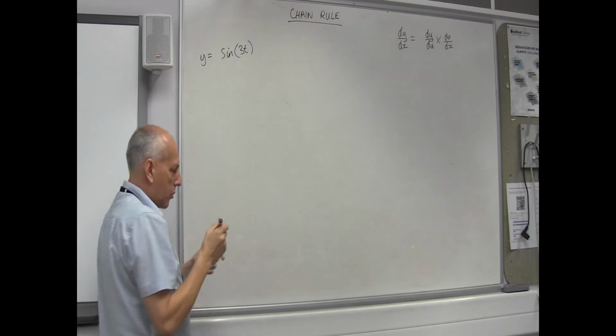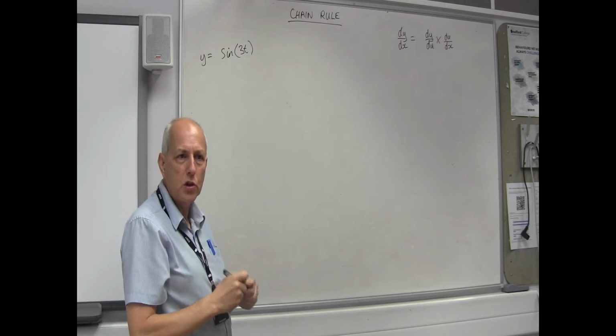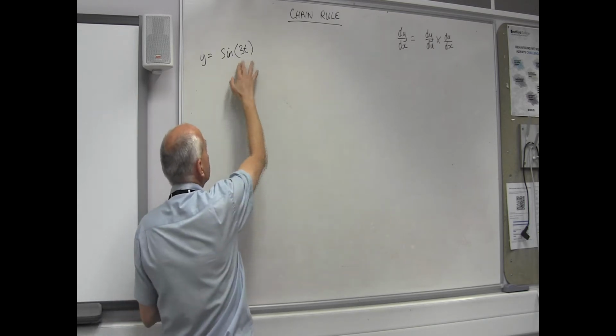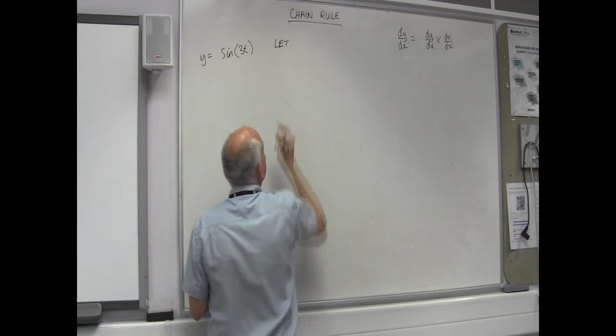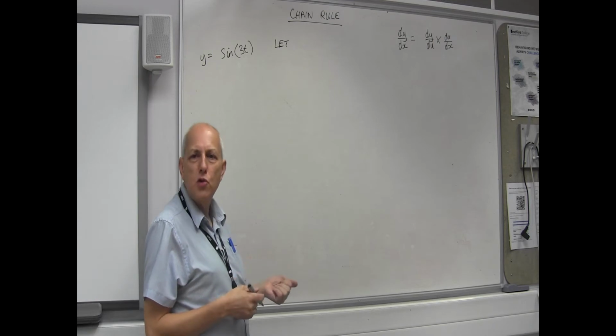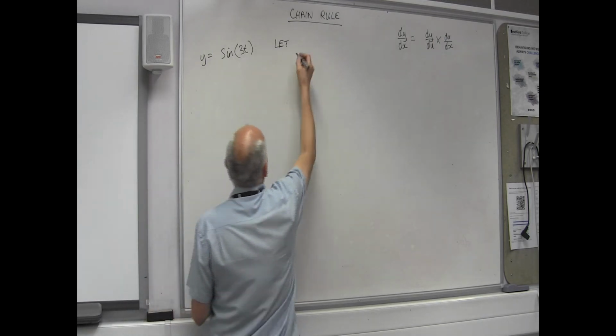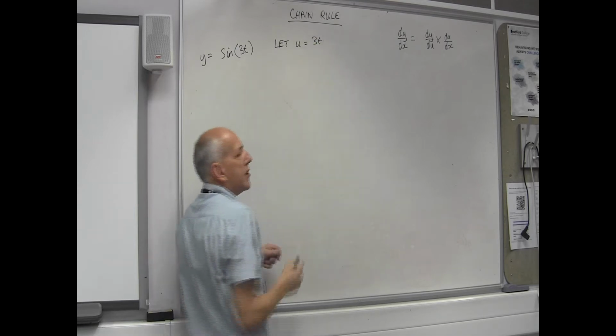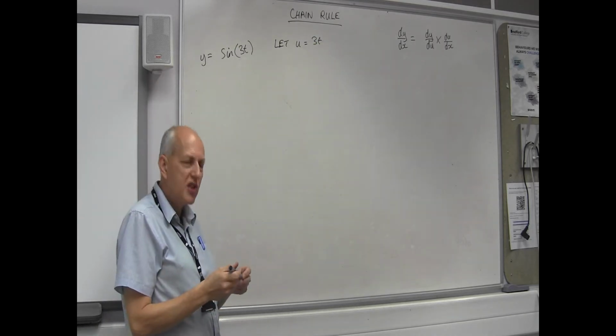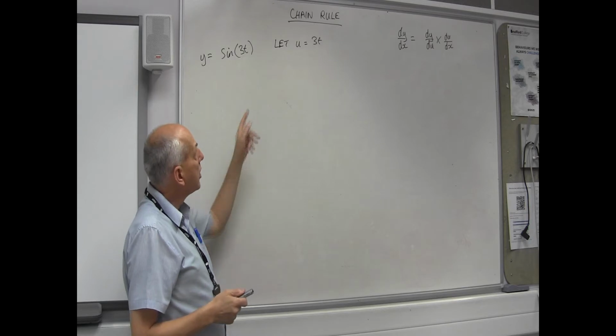So what we've got to do is a little workaround. We can't do it, so what we say is, let's do a substitution. So this really should be called substitution. Let u equal 3t. So we've made a decision, we're going to say that u equals 3t.